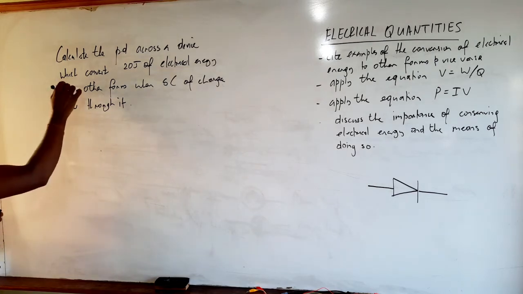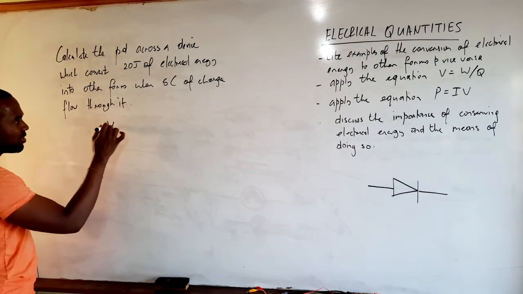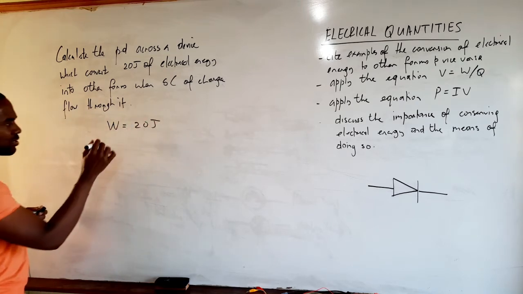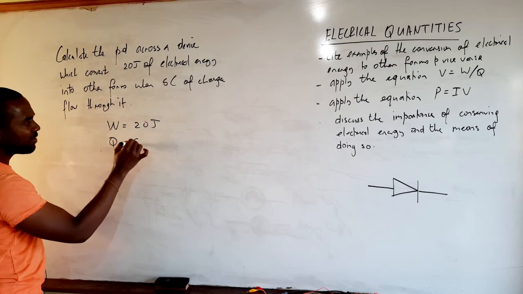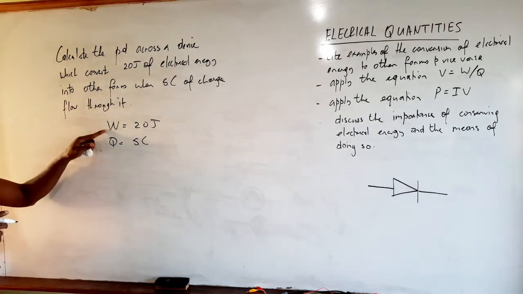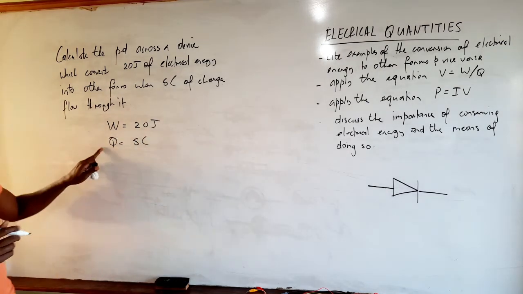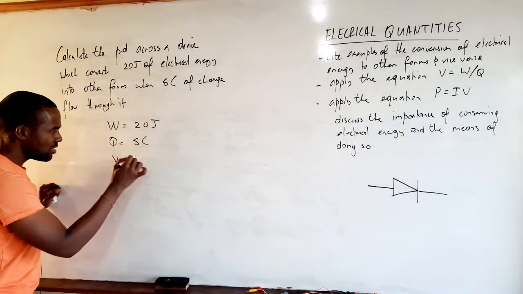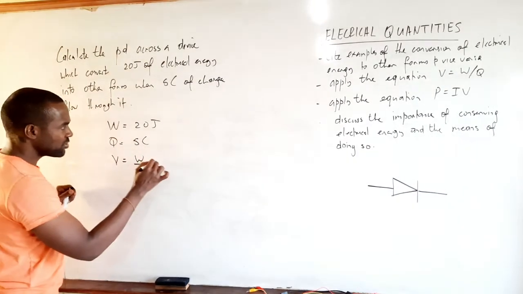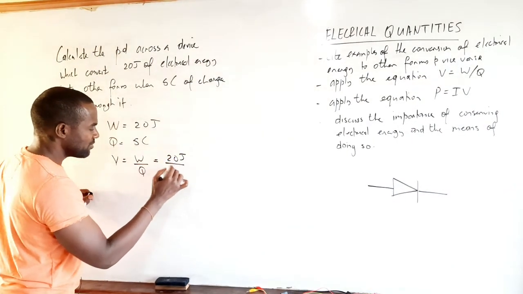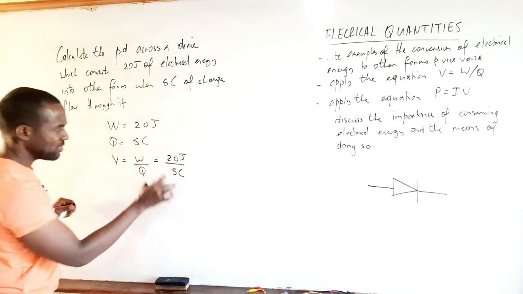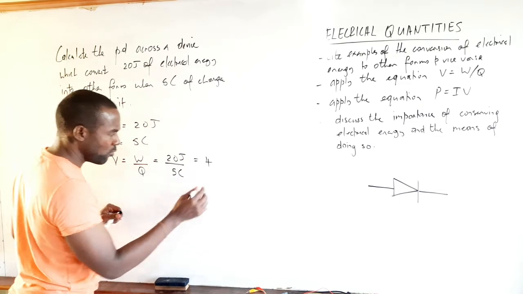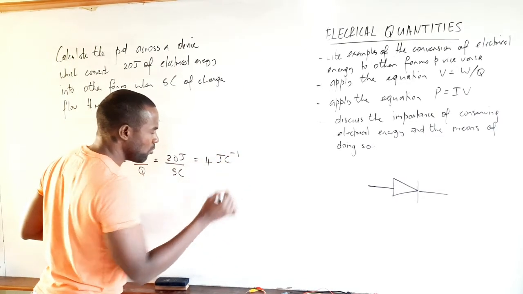So let's just write the information that we have. We have the energy converted, W, is equal to 20 joules. We have the charge flowing, Q, is equal to 5 coulombs, right? And therefore the PD, V, equals W over Q, which gives us 20 joules divided by 5 coulombs. Now 20 divided by 5, that gives us 4, and the units of course will be joule divided by coulomb, or simply joule per coulomb, right?